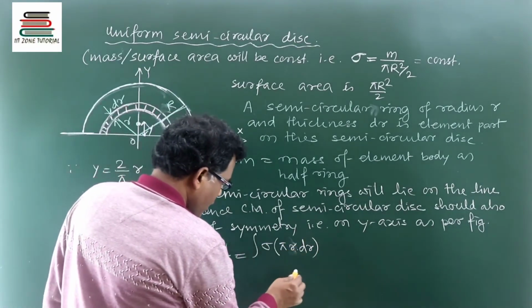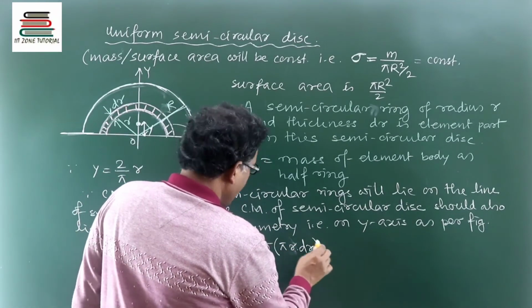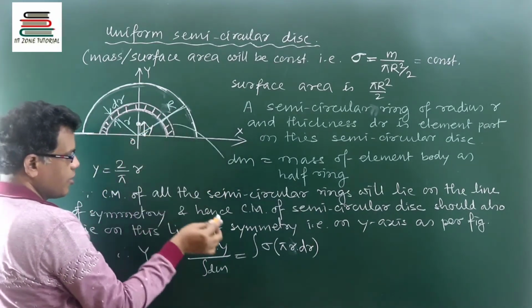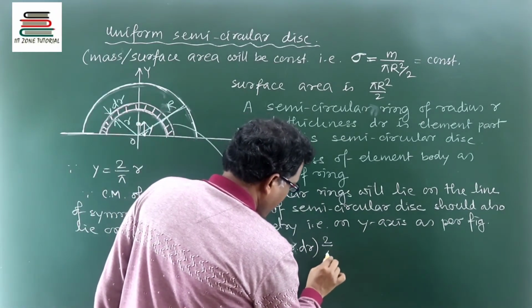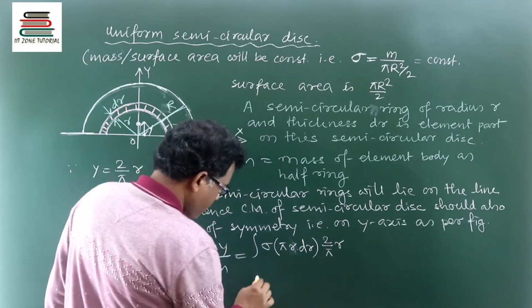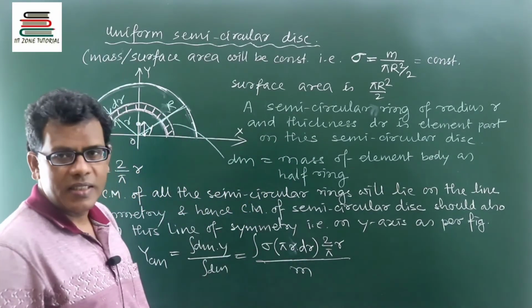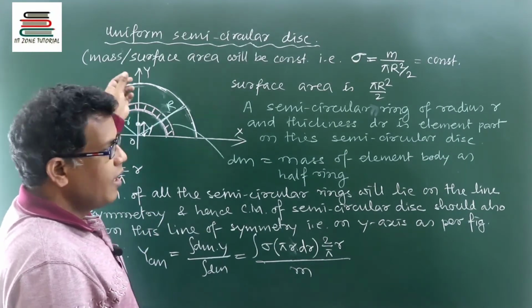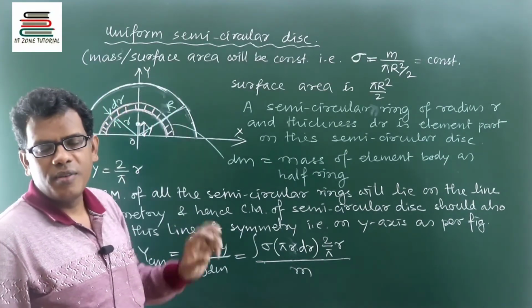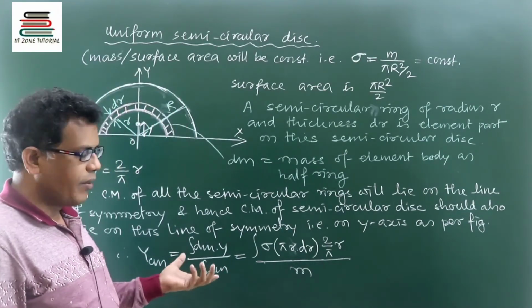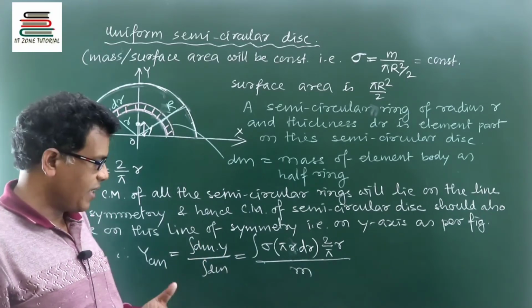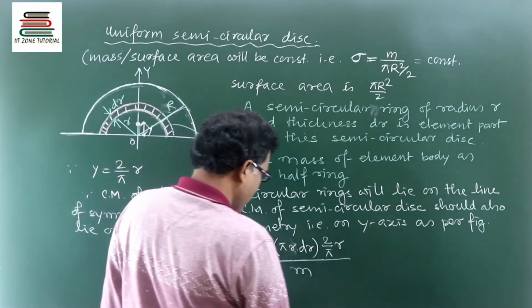So this is the numerator part, that into y. Instead of y, I can write 2 r by pi, with small r, divided by the integration of all the masses taken together. Adding all the masses of the half rings, we will get the total mass of the half disk only. So that's why I have directly written it as M.